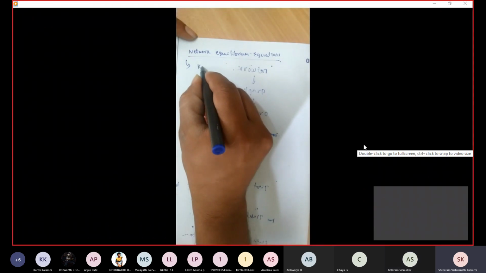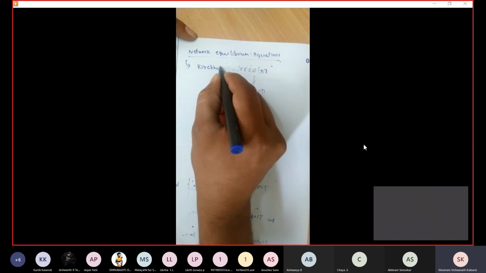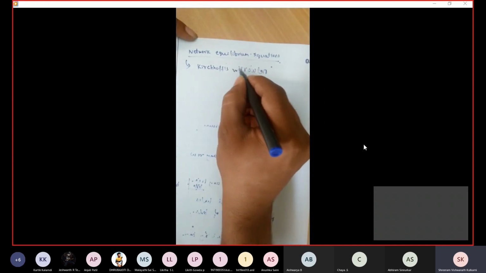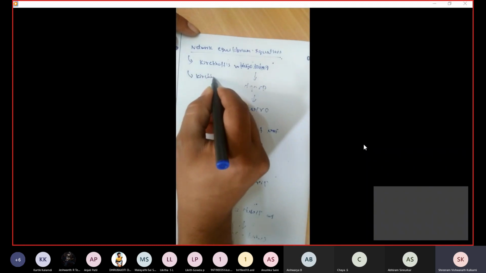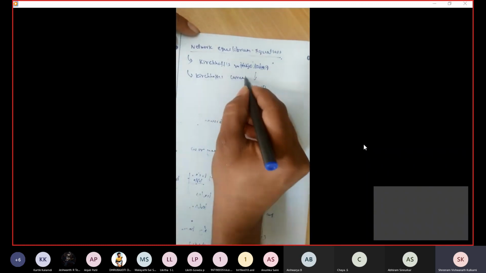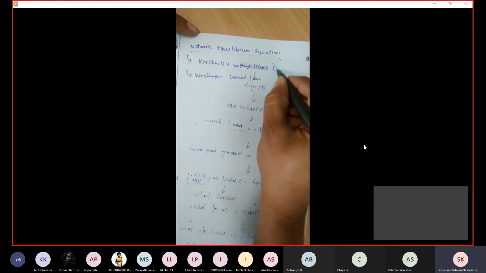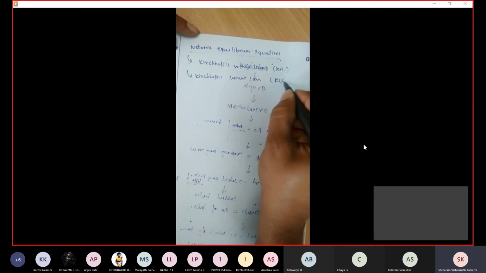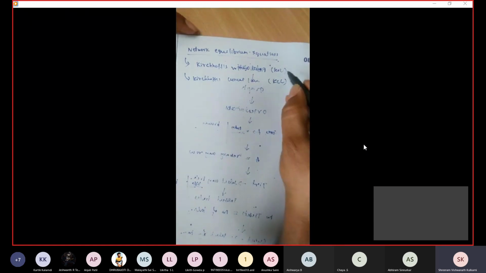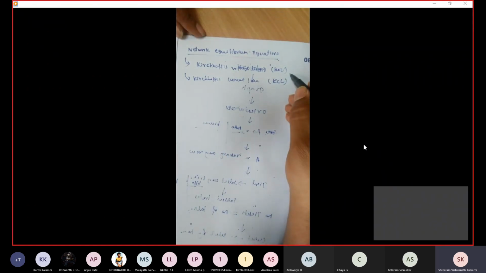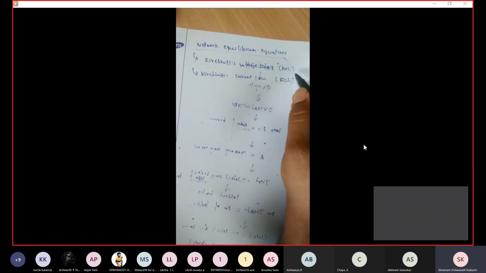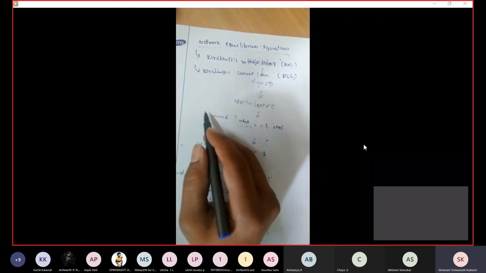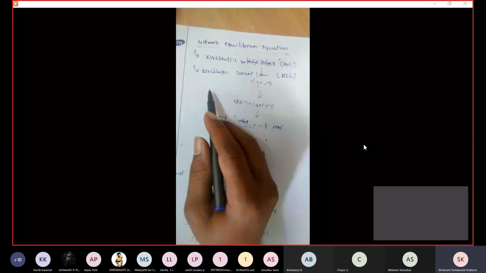We need to know about KVL, Kirchhoff's voltage law, and Kirchhoff's current law. Okay, KVL, KCL. Already we know how to draw this for linear networks, right? We took it only for graph, matrix format and all. We are going to see that today in the network equilibrium equations.